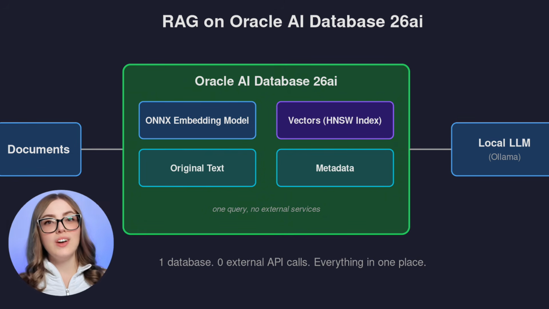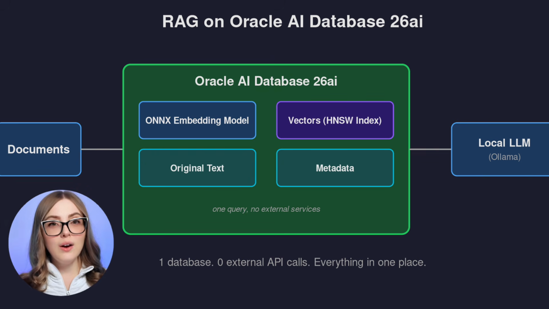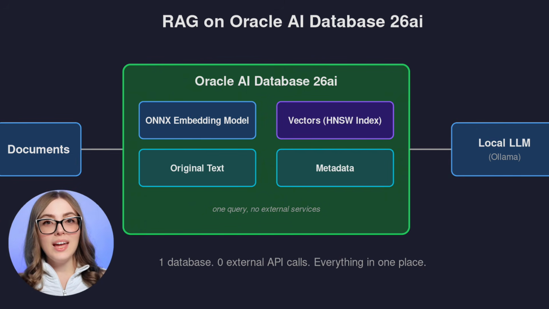The embedding model, the vectors, the original text, and the metadata all live inside Oracle AI Database 26AI. When a question comes in, the database embeds it, finds the matching chunks, and returns them in a single query. The only piece of the system that lives outside the database is the language model that generates the final answer. And even that runs locally on my machine through Ollama. So end to end, the entire application makes zero external API calls. Let me show you what that looks like in practice.